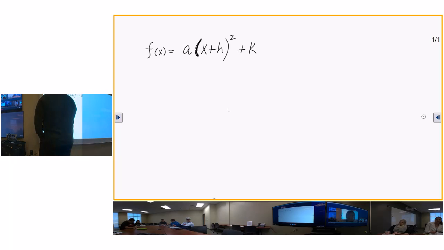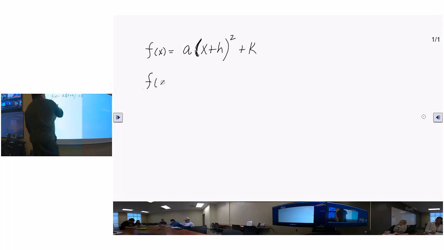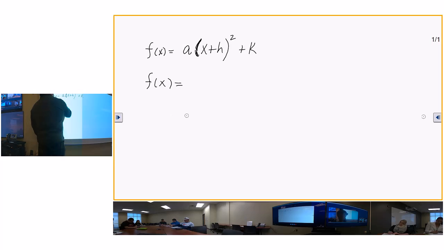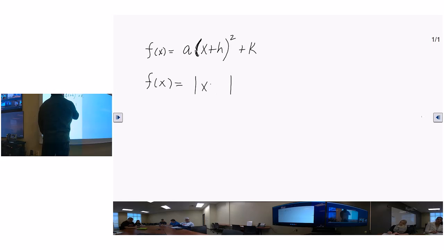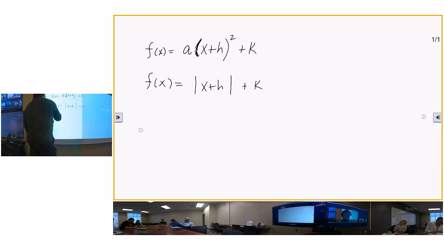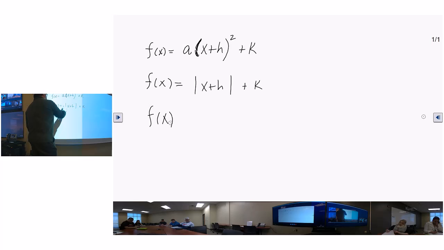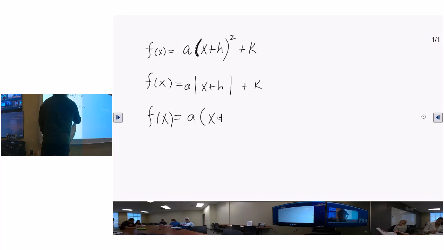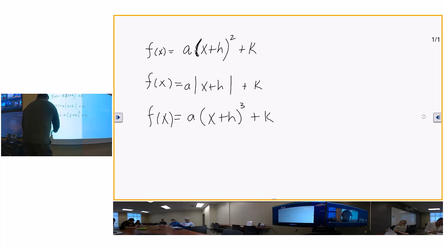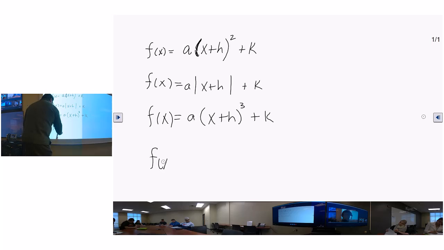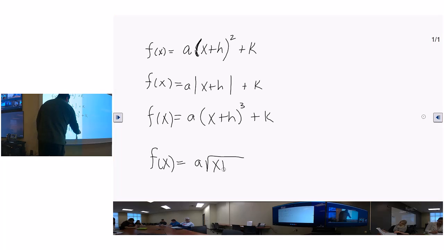So you have f of x is equal to 2 times x plus h, not 2, that's an 8. Okay, and f of x is equal to, let's do an absolute value. Absolute value of x plus h. I think this is where I left off the other day. And then f of x is equal to a times x plus h, quantity cubed, plus k. F of x is equal to a times the square root of x plus h, plus k.